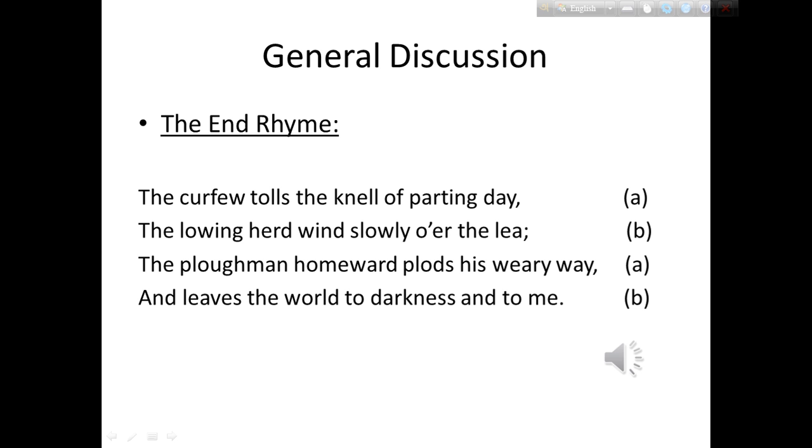Now the fourth sentence: and leaves the world to darkness and to me. As with the second sentence, where we have the word lea at the last of the line, the ending word of the fourth sentence is me, which sounds similar. So the fourth sentence will also be marked as B.